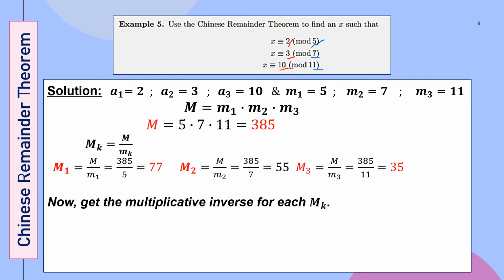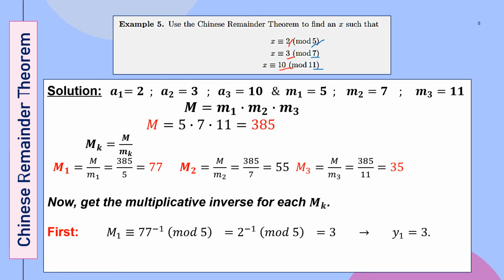The next step is to get the multiplicative inverse for each M sub k. So how do we get the multiplicative inverse? We have to have a remainder of 1. That's the goal for the multiplicative inverse, to get a remainder of 1.